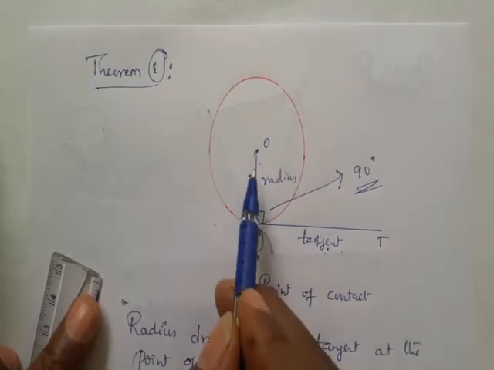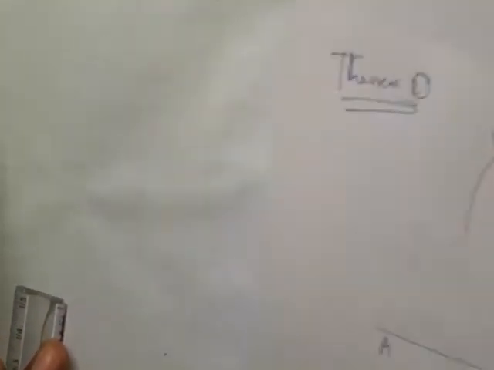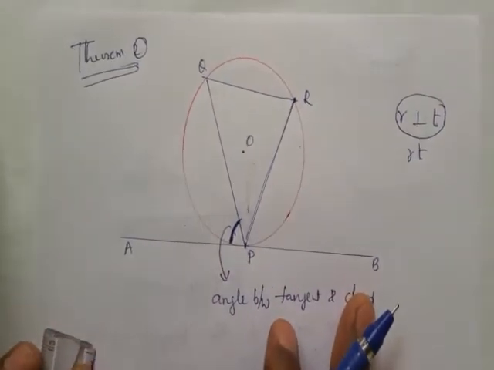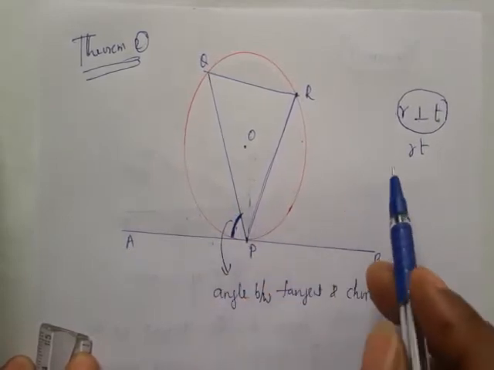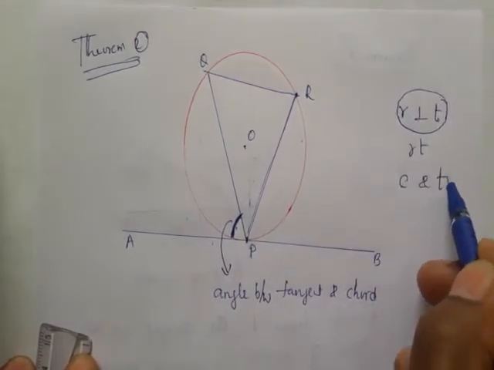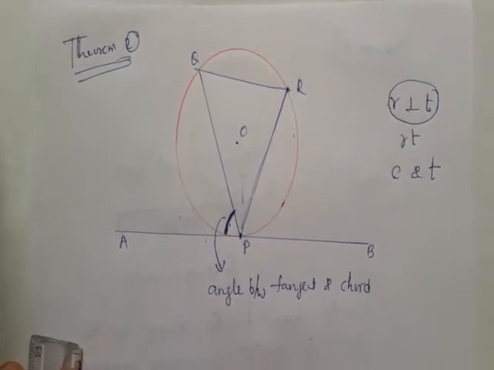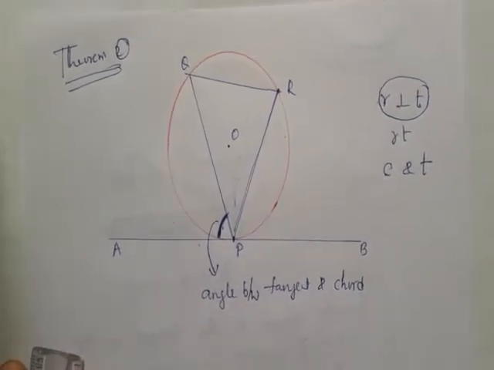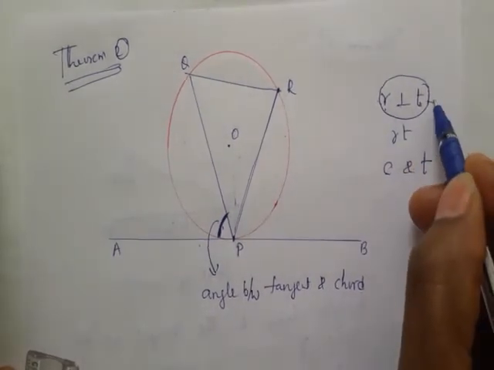This is tangent, this is radius. The angle between radius and tangent is 90 degrees. In the second theorem we are trying to find an angle between chord and tangent. So the first theorem is radius and tangent, the second theorem is chord and tangent. These two are the important theorems, 1 and 2. The first one, radius and tangent, is finished.